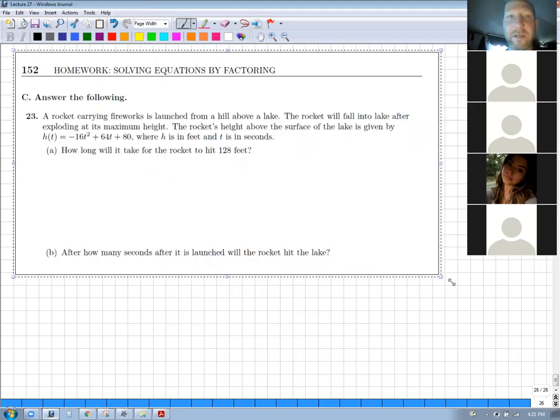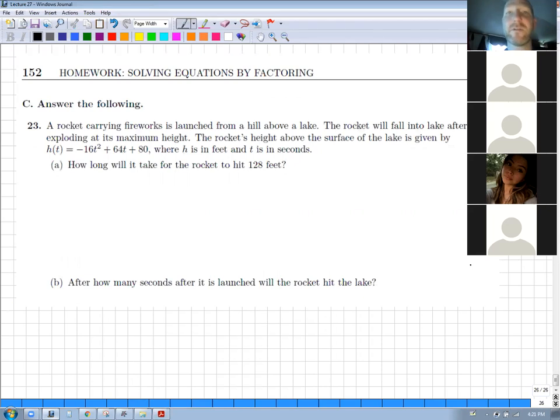A rocket carrying fireworks is launched from a hill above a lake. The rocket will fall into the lake after exploding at its maximum height. The height is given by h of t. How long will it take for the rocket to hit 128 feet? So here's our height function.